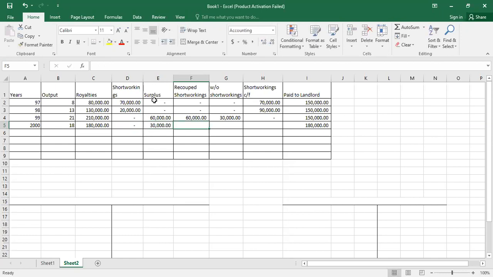Do you have recouped short workings? No. Whatever we had, the contract is over. It's like everything is now summarized. We just need to generalize, isn't it? So what you are supposed to know is that the short workings and the surplus column, these 2 columns, are completed by comparing the royalties with the minimum rent.